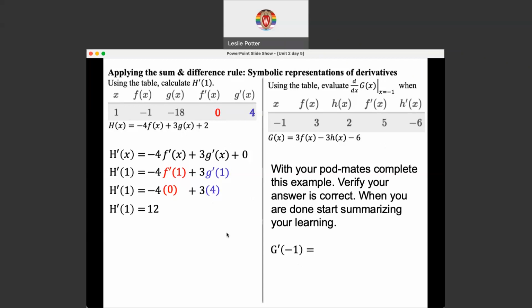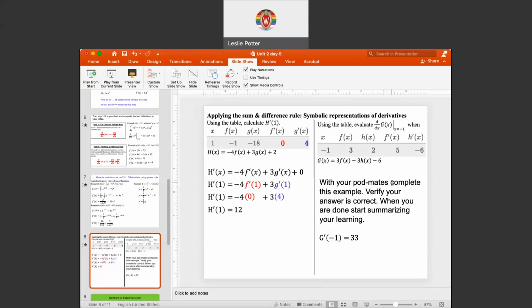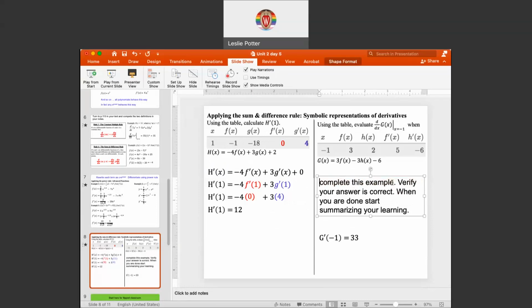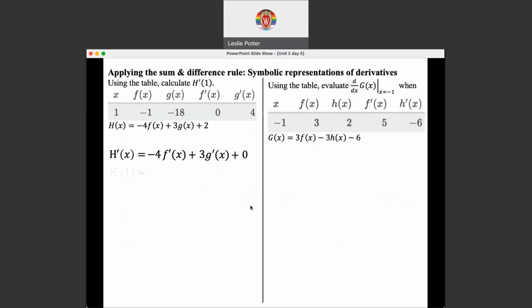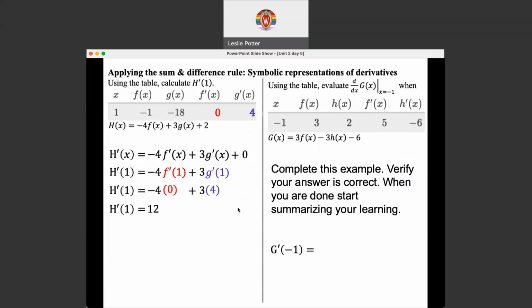Give me just a second though, because you are not with your pod mates right now. This is because I redesigned the course. So there we go. I like to correct that stuff as I go along, so you're going to see me making some mistakes.